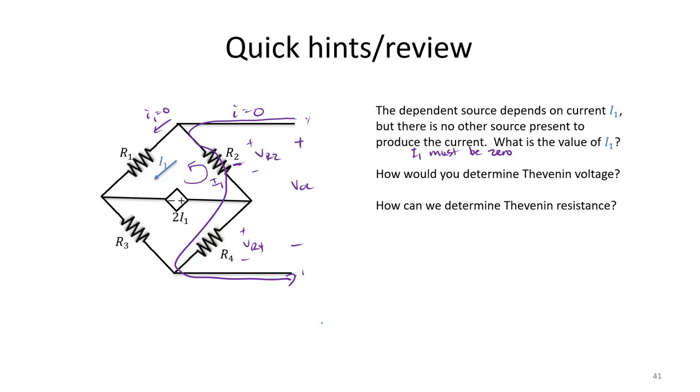Another approach you could use to find Thevenin voltage is to consider voltage division. If we know I1, we can find the value of this voltage source, and we can consider the upper and lower loops separately. So voltage division or Kirchhoff's voltage law could work fairly well here.